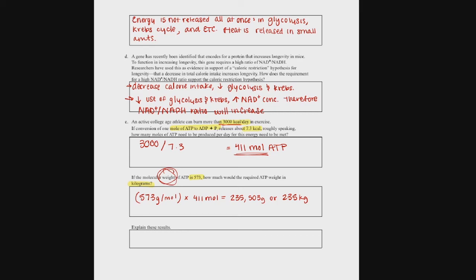Explain these results. So basically, how can this person exercise so much, require so many calories, and still have ATP? We can say that ATP is broken down to ADP and Pi, and then regenerated into ATP.